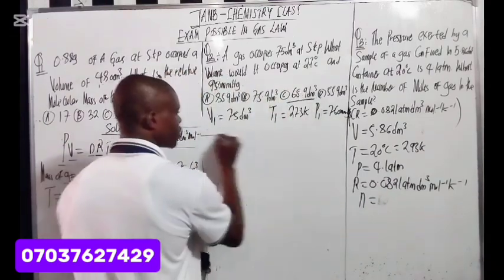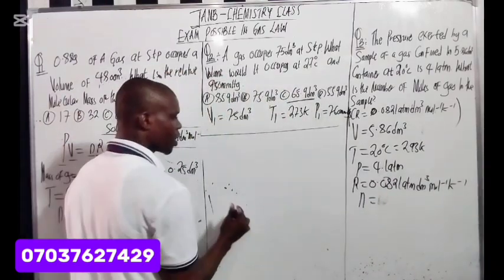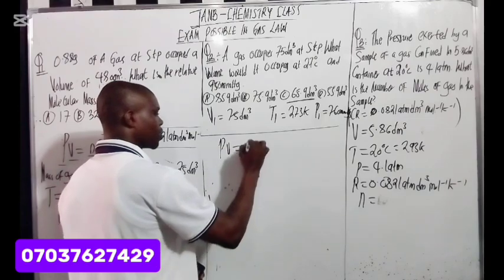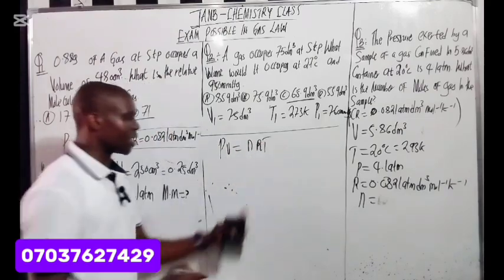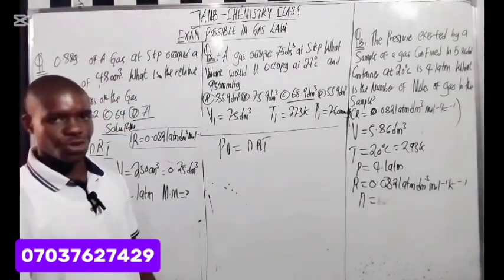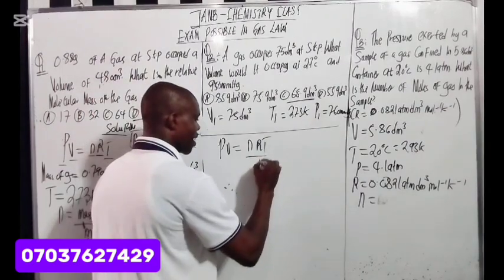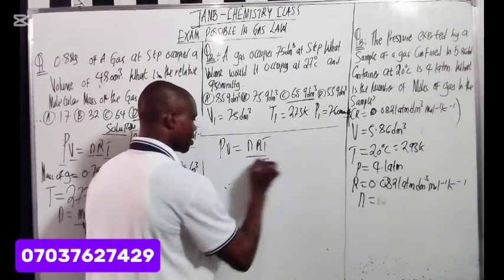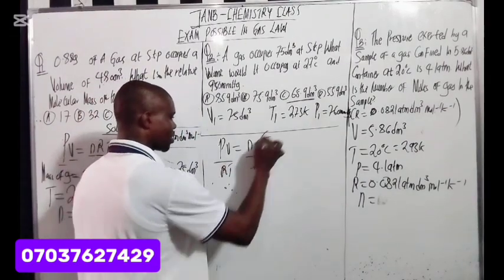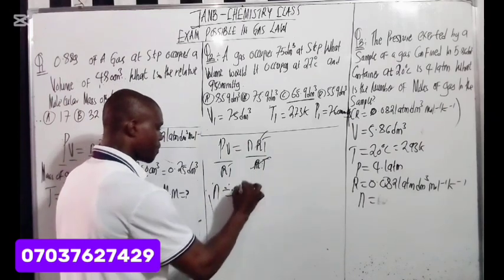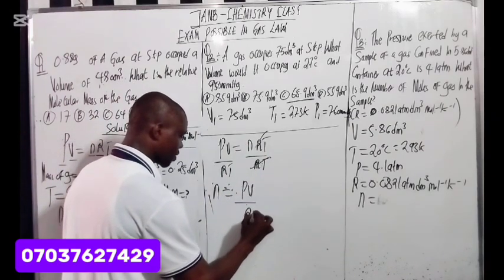So I'll just do the calculation here. PV equals nRT. The goal is to make n the subject of the formula. So n equals PV over RT; this cancels out this one here, right? So my n equals PV over RT.